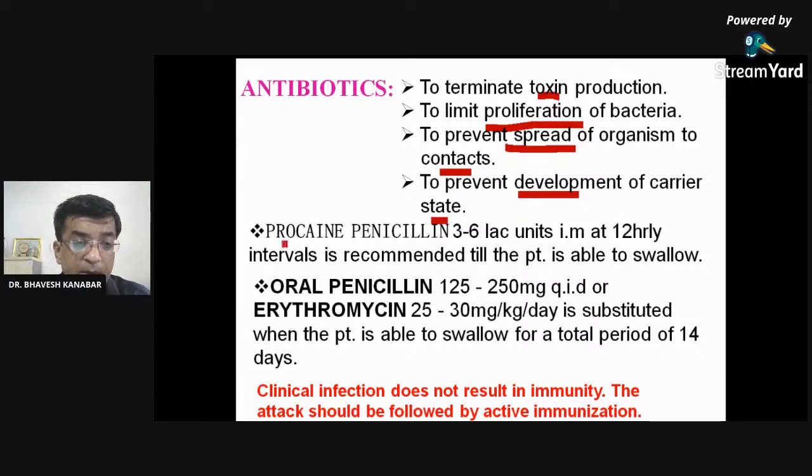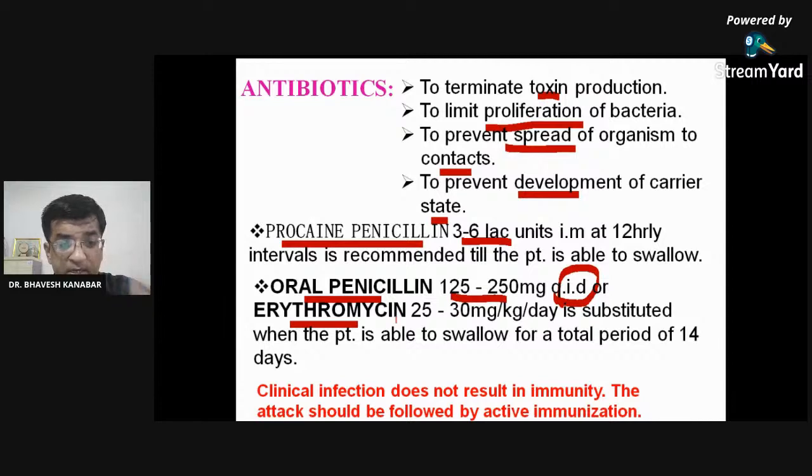So for this, antibiotics: procaine penicillin is given, oral penicillin can also be given, and erythromycin can be given. Just remember the names of the antibiotics. The dose for procaine penicillin is 3 to 6 lakh units IM 12 hourly. Oral penicillin is 125 to 250 milligram QID, means 4 times a day, this oral penicillin tablet, right? There are penicillin G preparations, some of the oral penicillin, as well as some penicillin derivatives, amoxicillin, ampicillin, these are the oral penicillins, right? Erythromycin is also given, 25 to 30 milligram per kilogram per day.